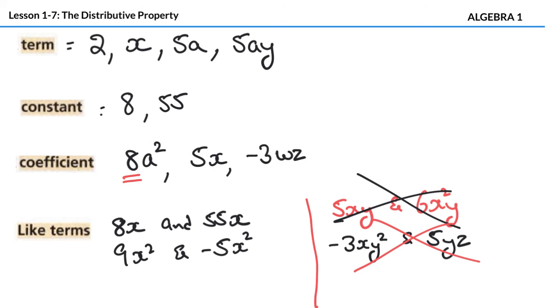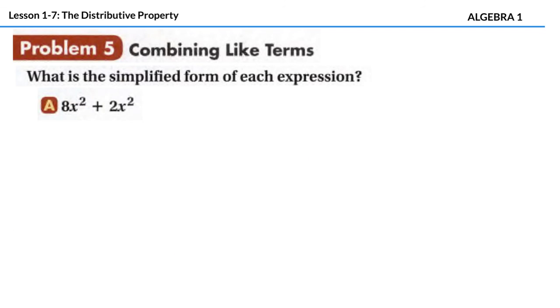So now, one important thing, once you are able to identify the like terms, is you can add or subtract only the like terms. Only the like terms can be added or subtracted. Unlike terms cannot be added or subtracted. Remember this. With this idea, let's solve some of the problems.